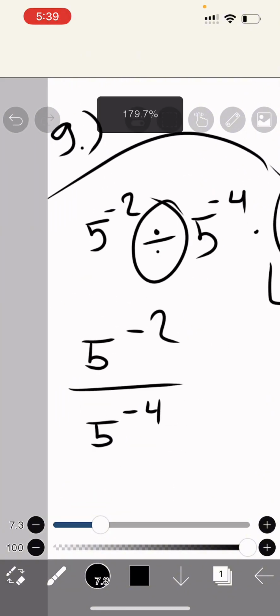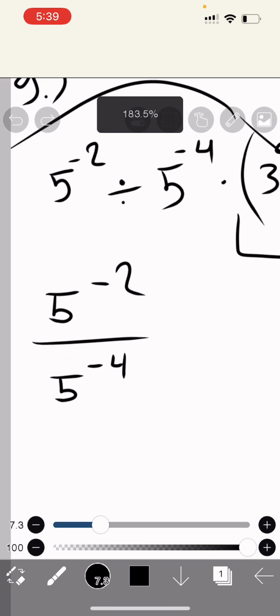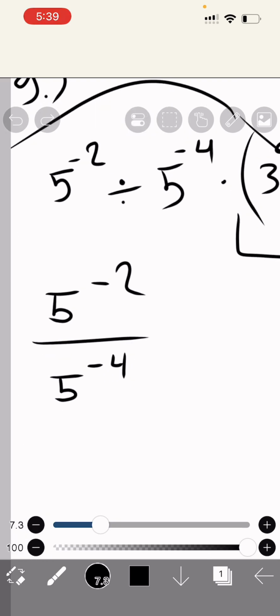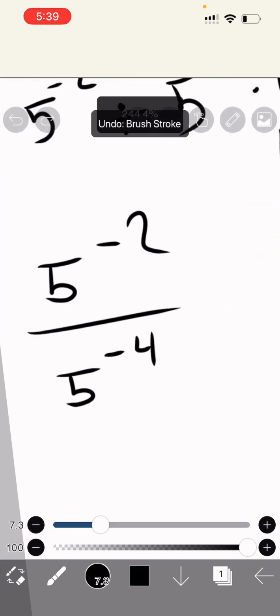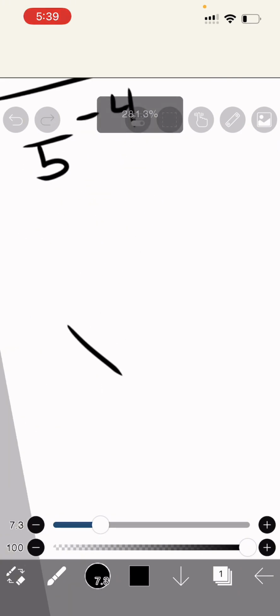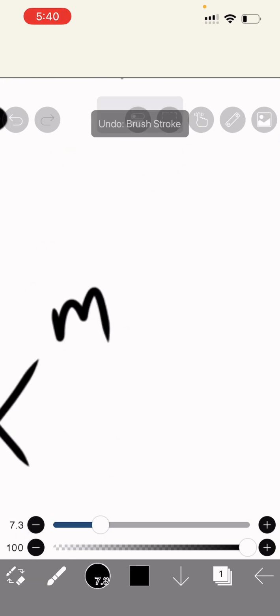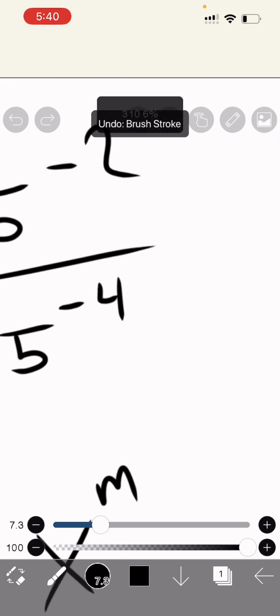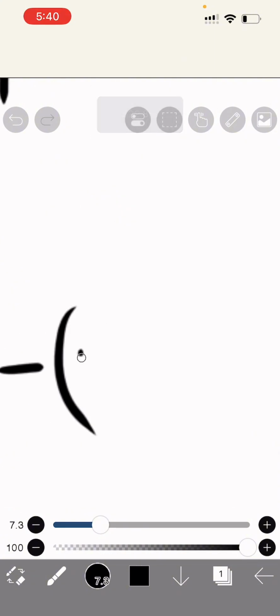The reason I didn't write it like this is because this is easier to visualize for me. So that's what I did. There are 2 ways to solve it starting from here. I'm going to do the easier way first. Whenever you have the same base and you're dividing exponents, the formula is, it doesn't really matter what variable, let's call negative 2 m, and n is going to be the exponent that's under, so let's call negative 4 n. You're going to do m subtracted by n.